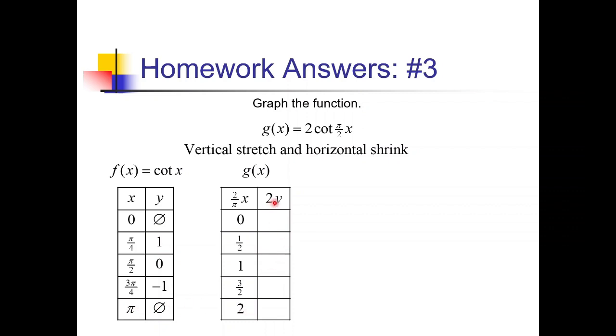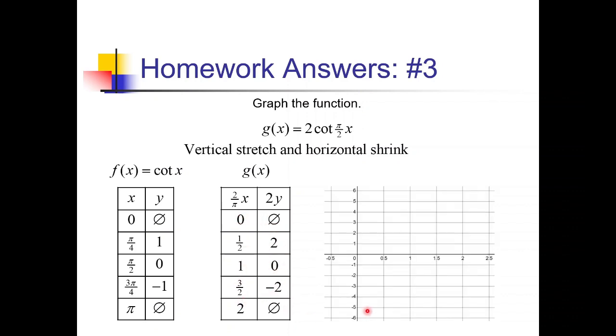Now for the y's, multiplying these by 2. Undefined is still undefined. 1 becomes 2. Then we got 0, -2, and undefined. So to fit all this on my graph, I'm going to make my x values go by 1/2, and my y values can go by 1s. Let's graph all this now.